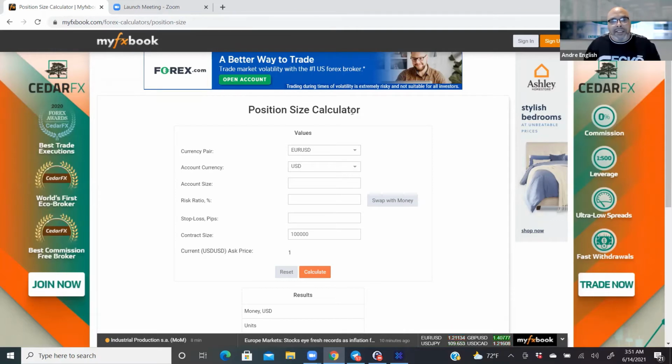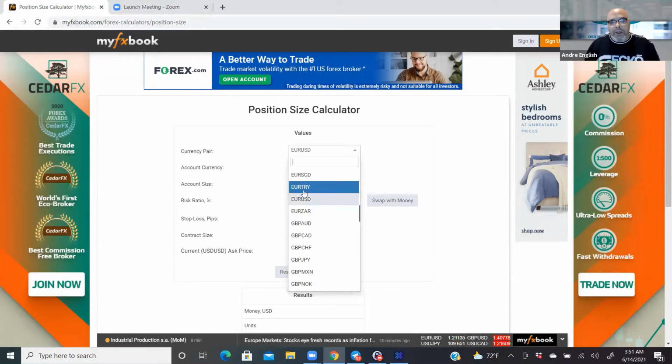So here's what we're talking about here. When we get to our position size calculator, let me just show you how to use this. You see the currency pair here, so you can pick whichever currency pair you want. And there's a variety of them here. You can scroll through and just choose a currency pair. We're going to go ahead and stay with EUR/USD.